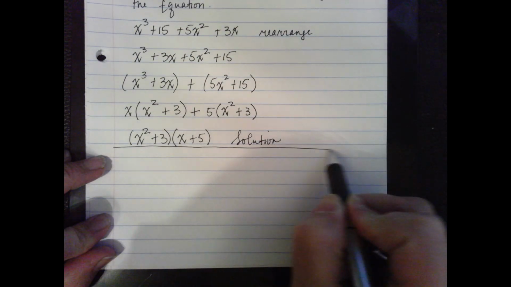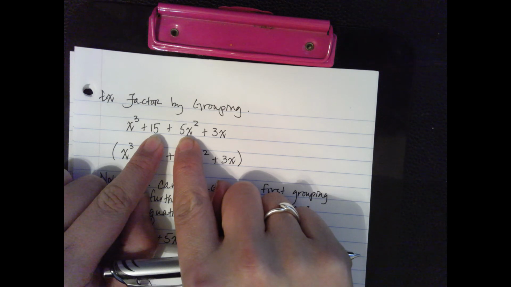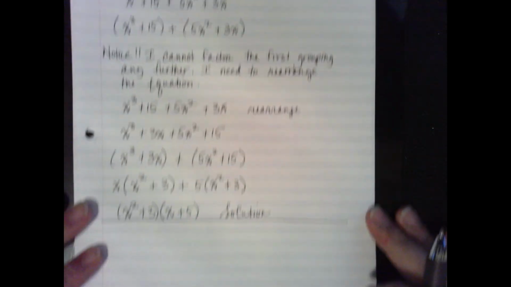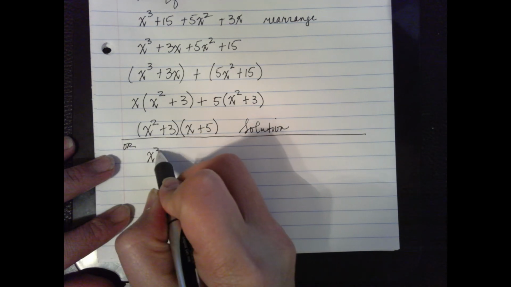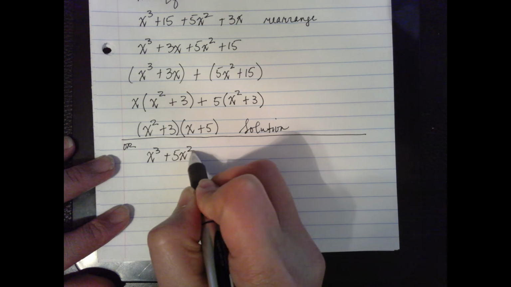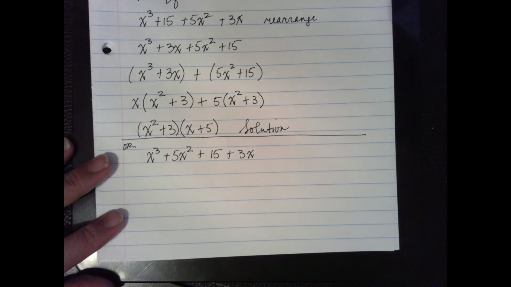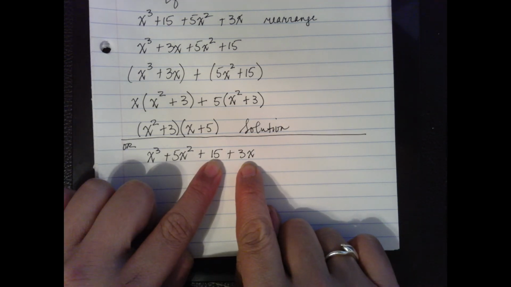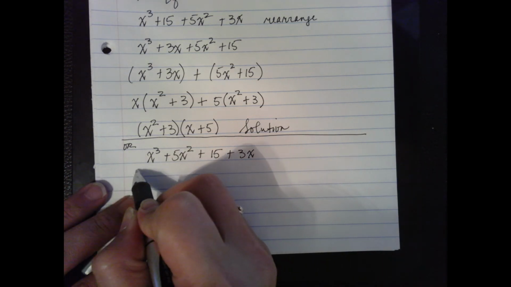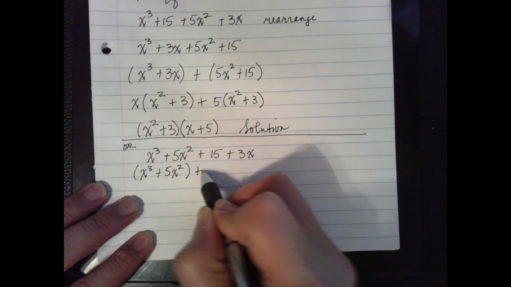So I just tried to flip these two numbers. What if I had flipped 5x squared and 15? Let's try this again. x cubed plus 5x squared plus 15 plus 3x. I do have a GCF here, and now I have a GCF here. So I can group them together.